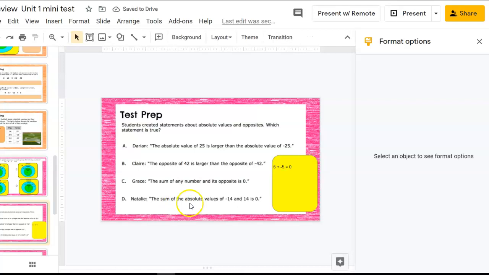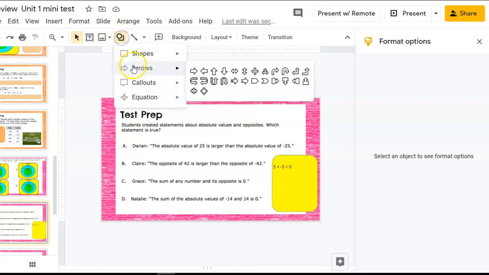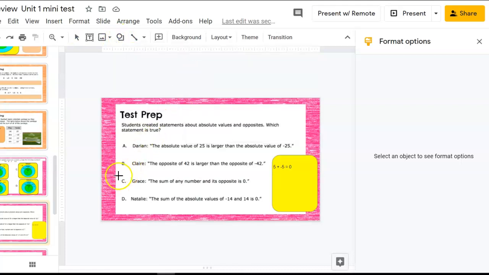Now, the sum of the absolute value of negative 14 and 14 is 0. The absolute value of negative 14 is 14, so that would be 14 plus 14, which is not 0. So my answer is going to be C. Again, you can just take it and circle it.